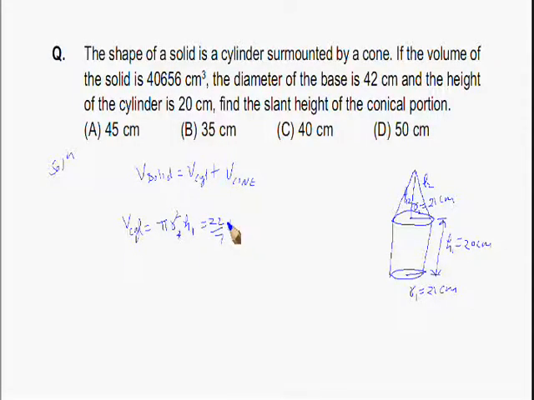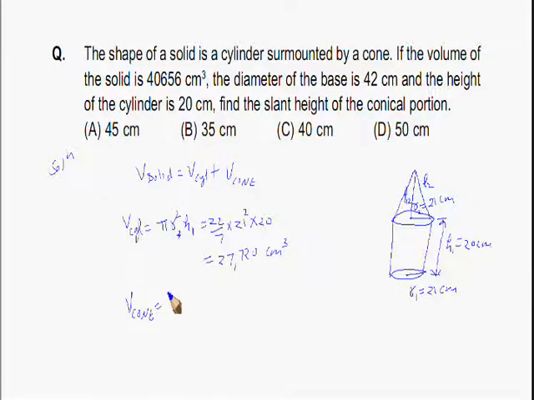The value of r1 is 21 square into h1, which is 20. While calculating this, we get the value as 27,720 centimeter cubic. Now we find the volume of cone.